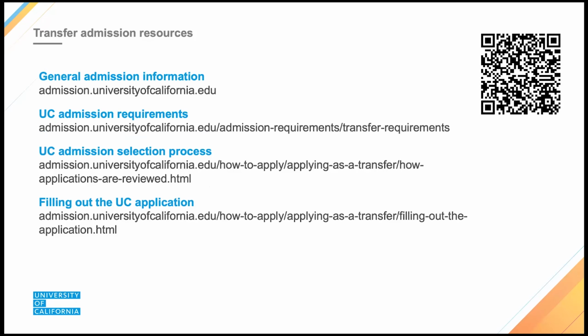So if you're interested in just knowing about general admission information, or you're looking for admission requirements, or just the different sections on filling out the application, you can check out the resources available on the University of California website. There's a QR code here as well. So you can utilize these resources as you are preparing to transfer and filling out your application.